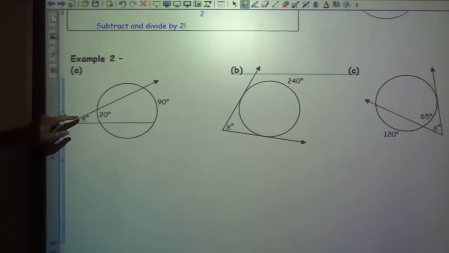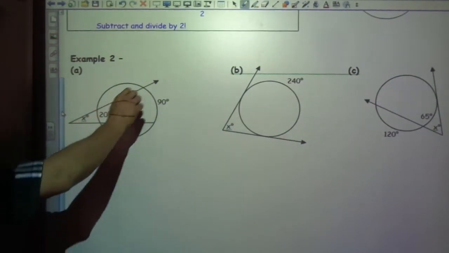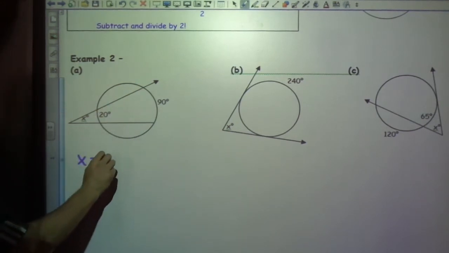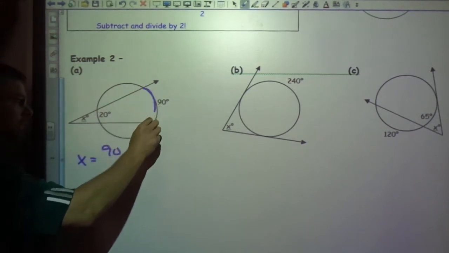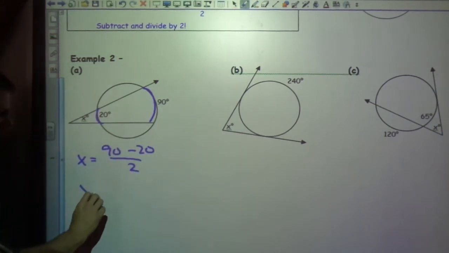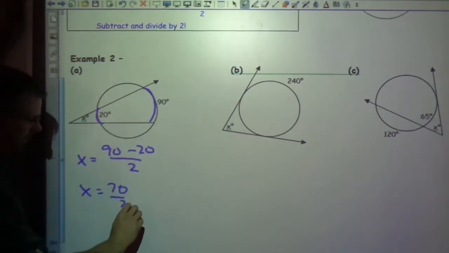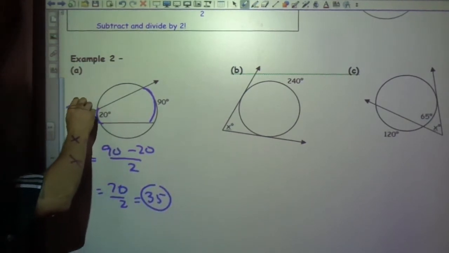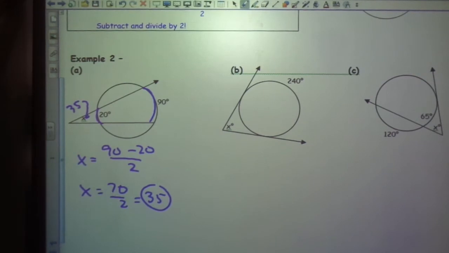Here's my outside angle. It looks like both of these are secants. They're touching it at 2 places. So we just want to take the 90, the big, minus the little, and divide by 2. So that's 70 divided by 2, which is 35. So this outside angle measure here is 35.